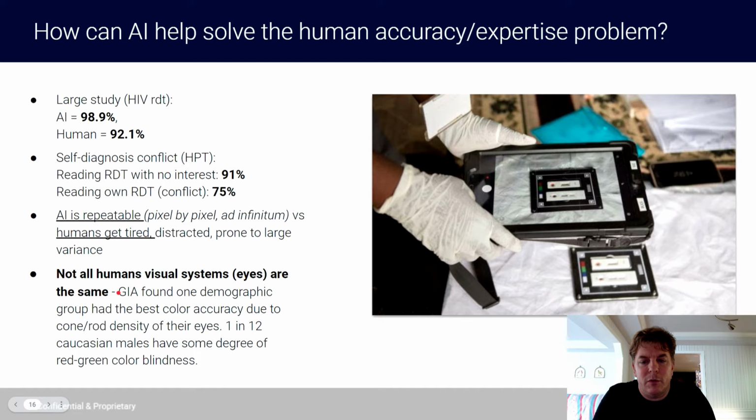The GIA found a specific demographic actually had the best color accuracy. This is really just diamond grading, but it's very interesting. But that was just due to the cone rod density of that particular demographic's eyes. By contrast, 1 in 12 Caucasian males actually have some degree of red-green color blindness.